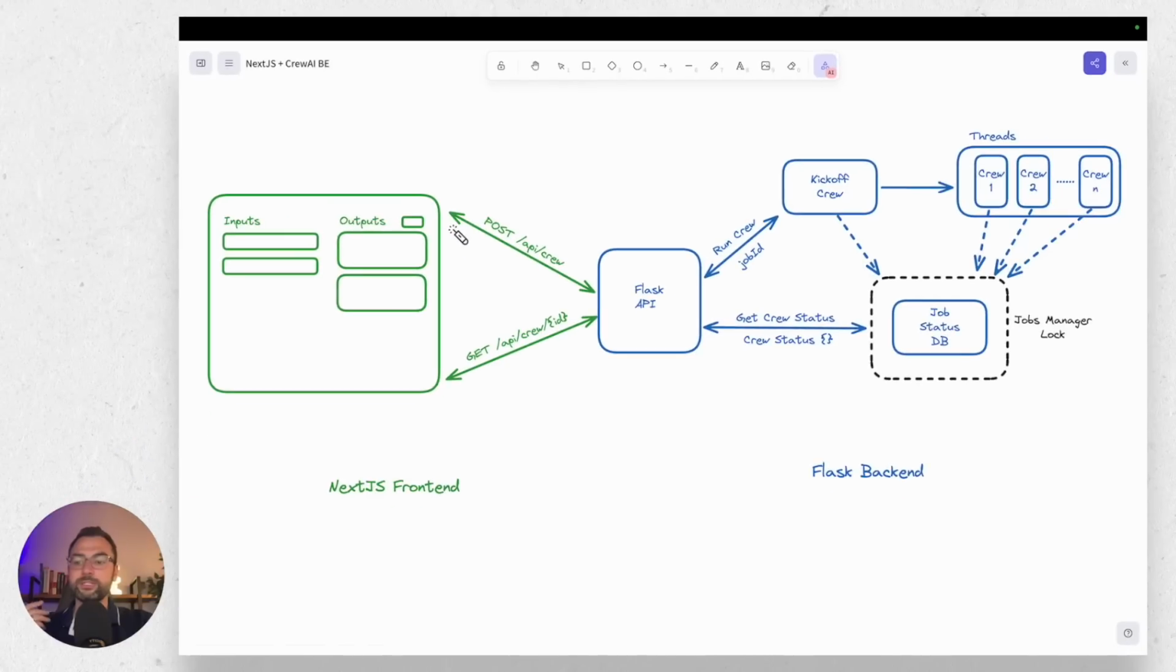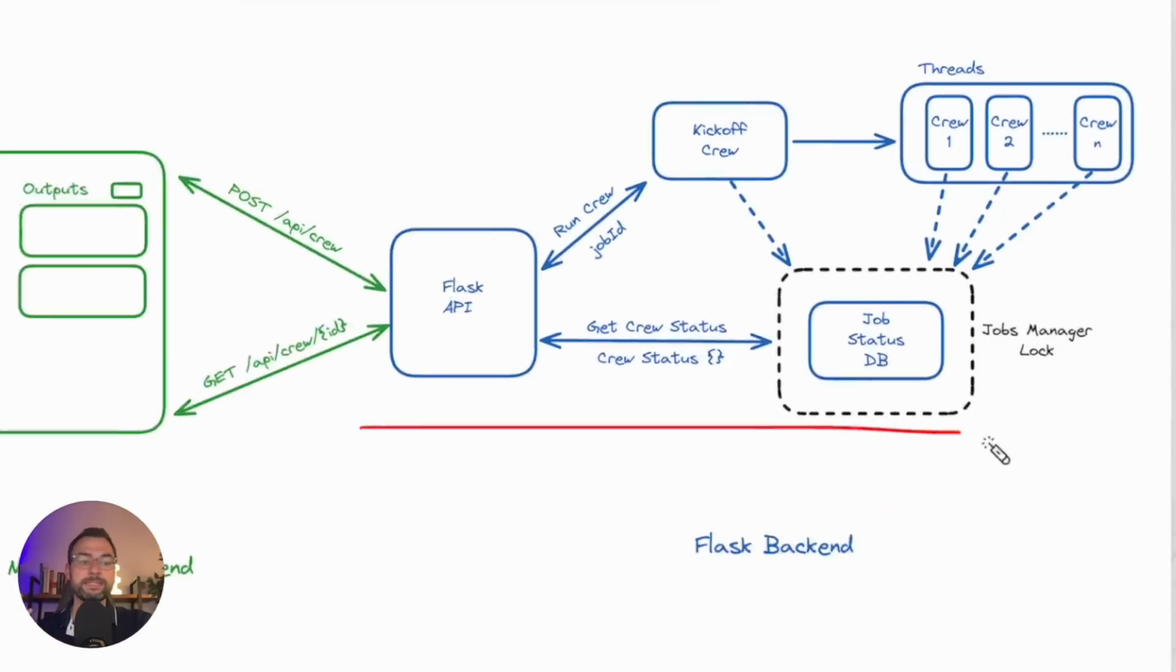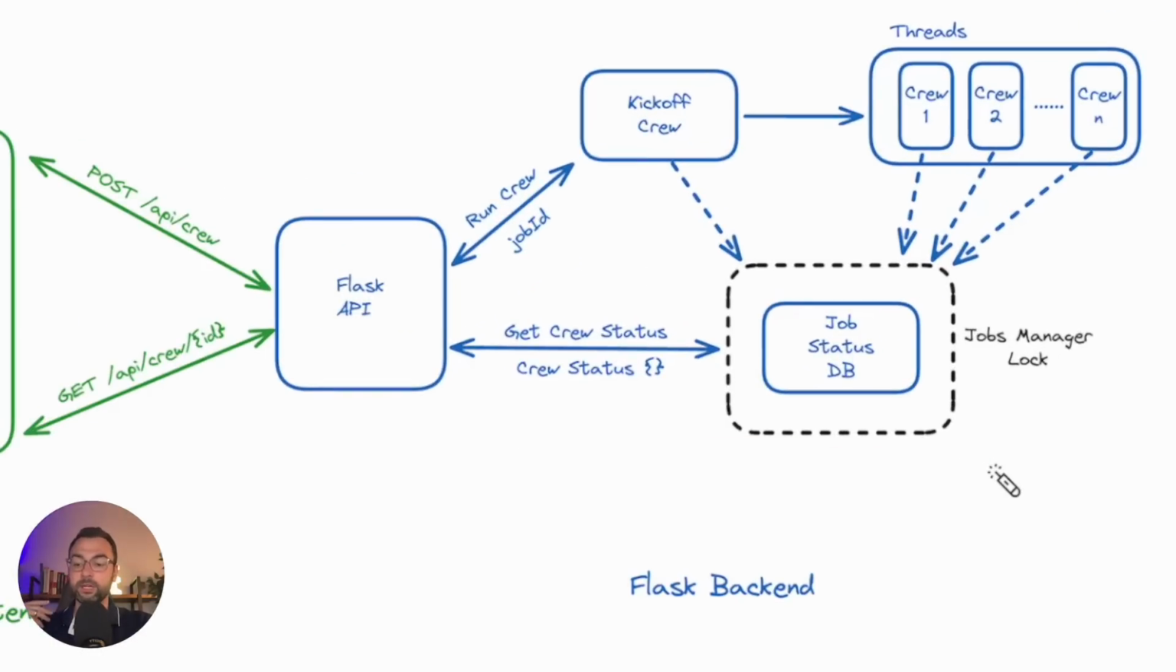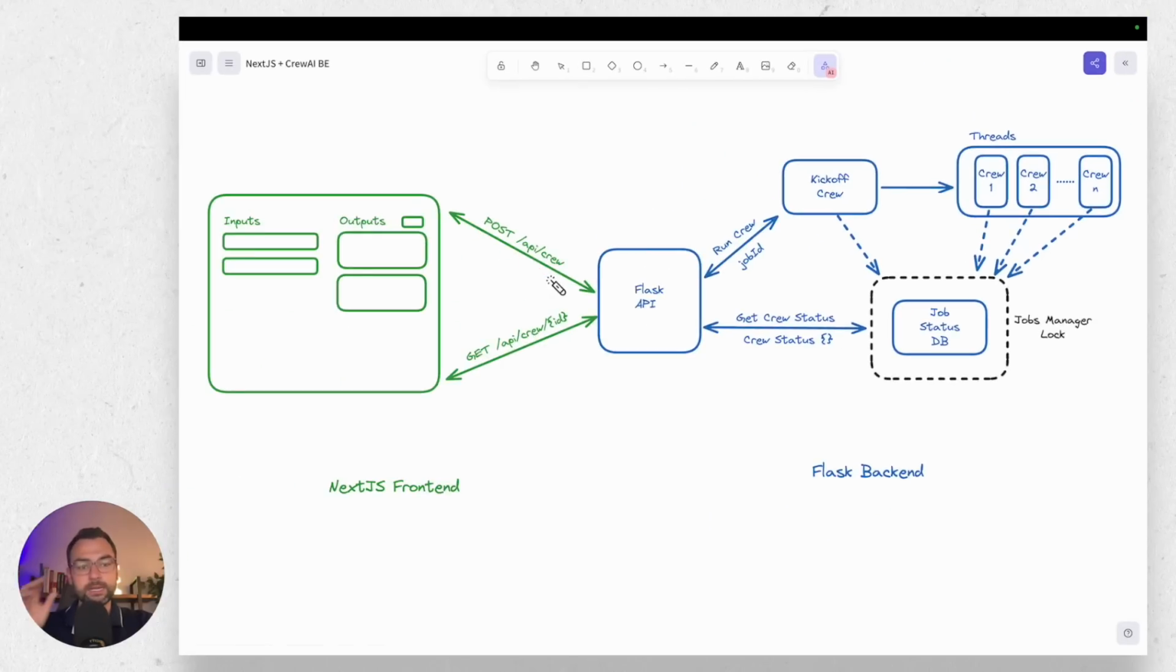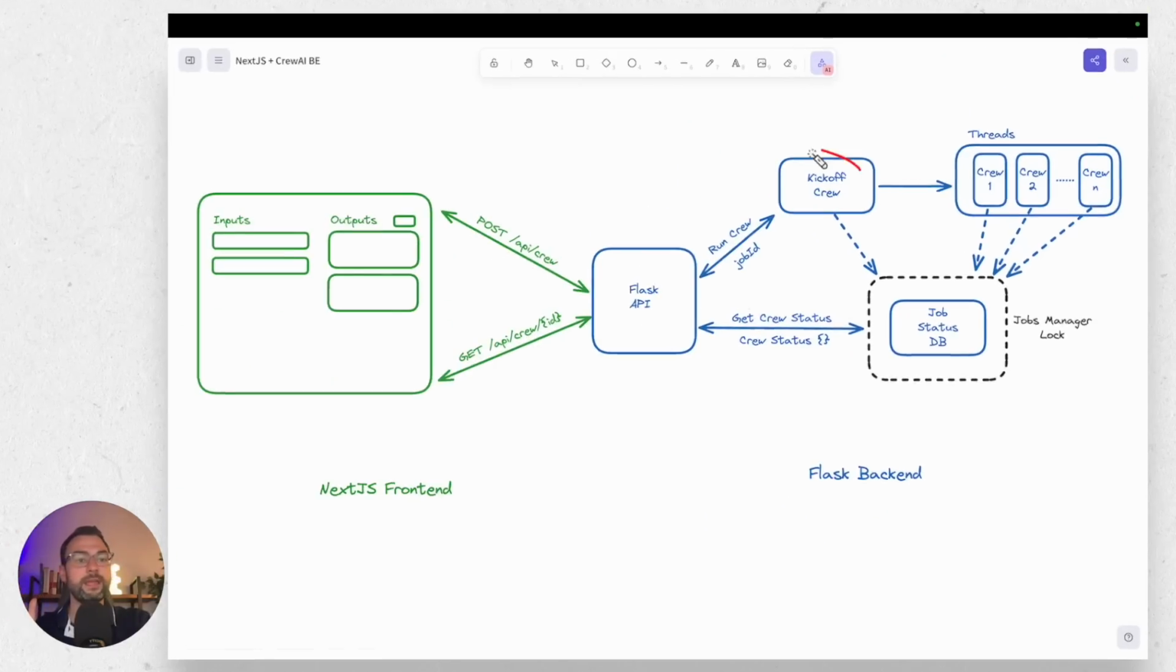And what this will do is make a request to our Flask backend. So that's our Python backend that's going to be running all of our CrewAI stuff. And we're just going to make a request to the API crew endpoint. Now, what this is going to do is go off and kick off a crew.